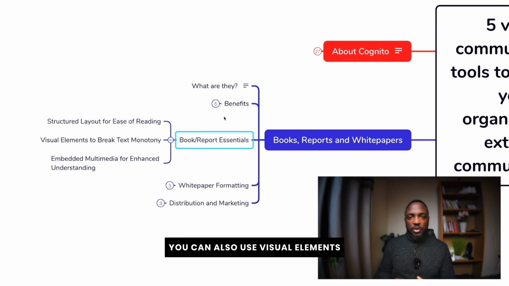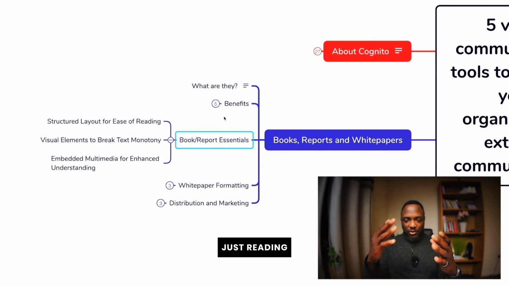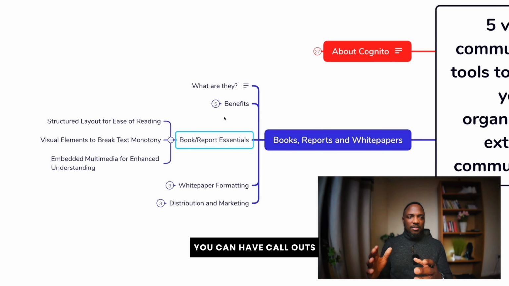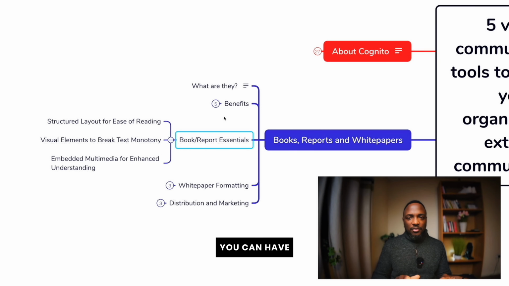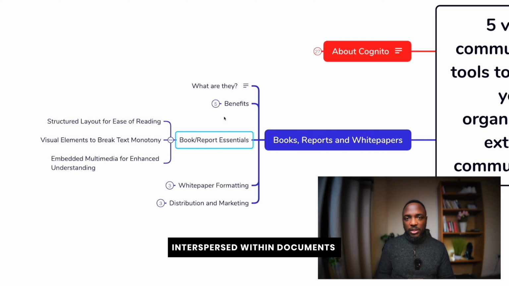And you can also use visual elements to break text monotony. So using photographs, infographics, shapes, and visual hierarchy can help to change the flow and the feel, so that people's eyes are not tired from reading lines and lines of text. You can have call outs, pictures, and infographics interspersed within documents, so that people enjoy reading your document. You can also embed multimedia for enhanced understanding.